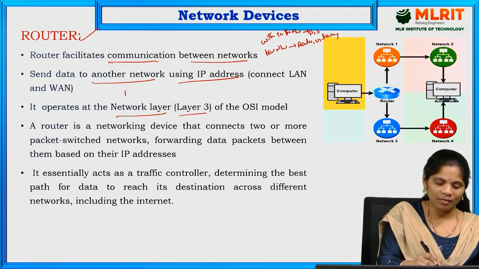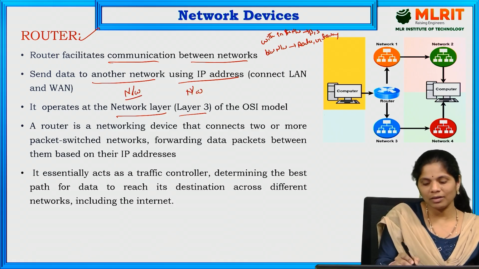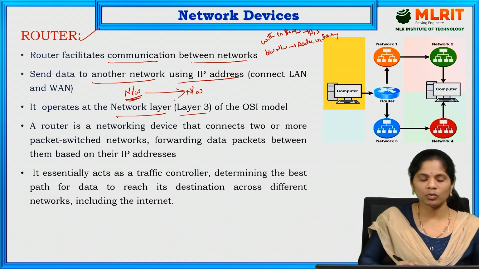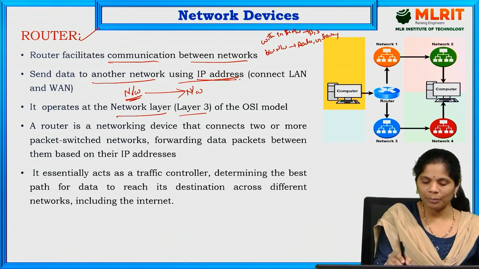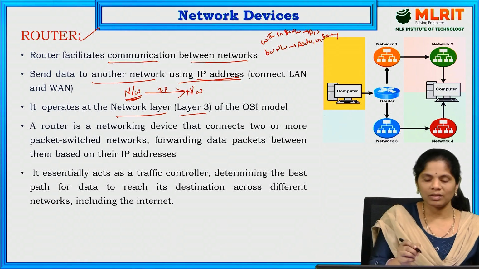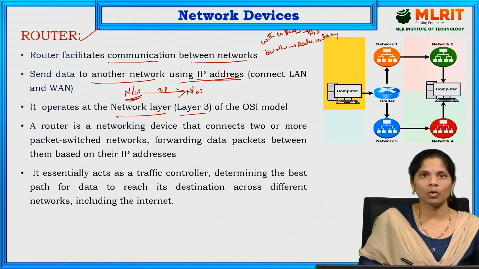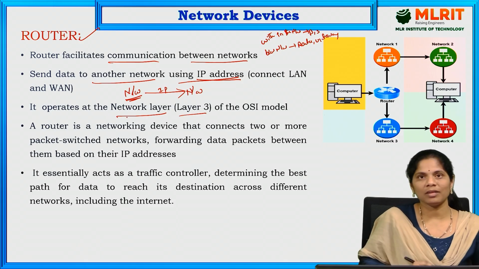Here is one network. The sender network is different and the receiver network is different. For sending the data from this network to this network, we are going to use the router. Using the IP address, we transfer the data from one network to another network. For that purpose, we are using the router. At the same time, it operates in the network layer.